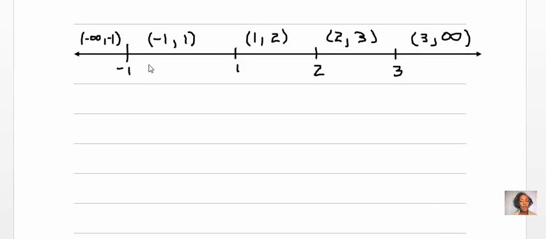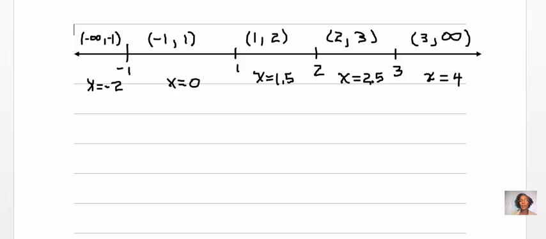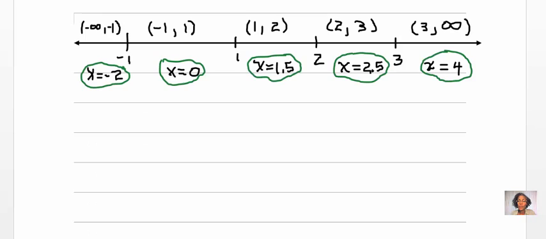Okay, so we've got our 5 intervals. We've got our test numbers: x equals -2, x equals 0, x equals 1.5, x equals 2.5, and x equals 4. So those are our test numbers. And again, you want to make sure that those numbers actually lie in the intervals.